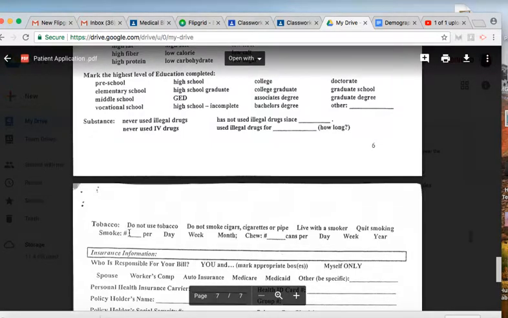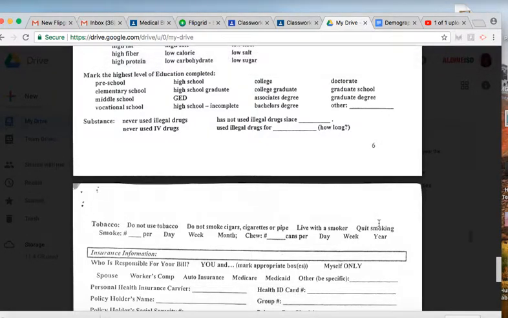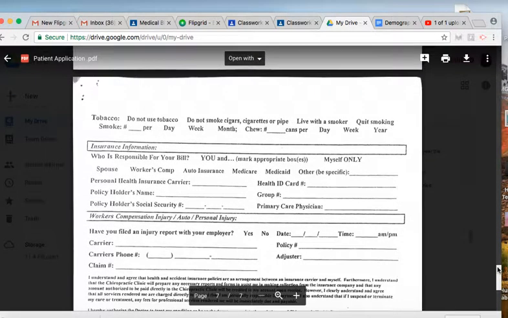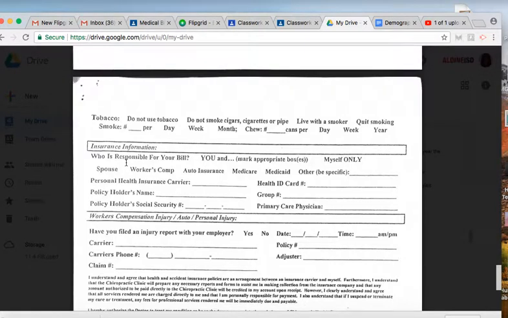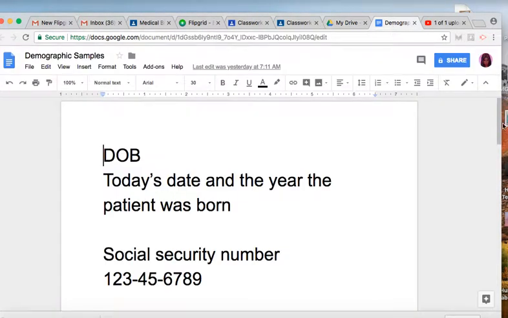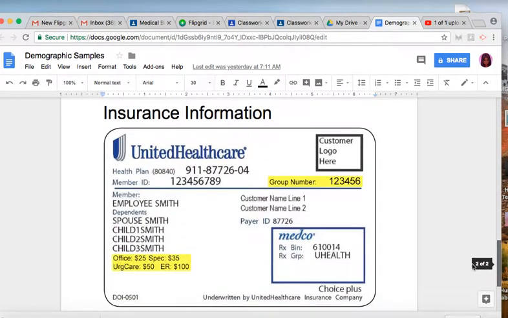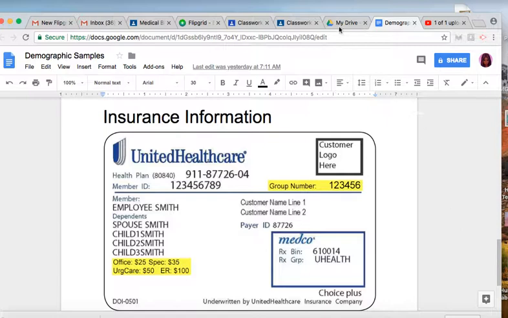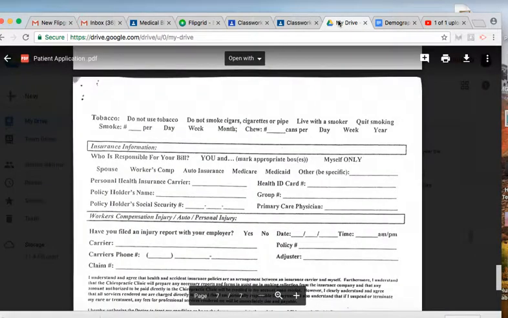And it is important that you go back because although he may not smoke now, he quit smoking. So you need to make sure you denote that, especially because of his current condition. Now, the insurance information: you are all going to have United Healthcare from the demographic sample that I gave you. It's going to ask you the healthcare insurance carrier, that is United Healthcare. The policyholder's name would be the patient. The social security number will be the sample that I gave you. The health ID card number, the group number, and the primary care physician if it's listed.